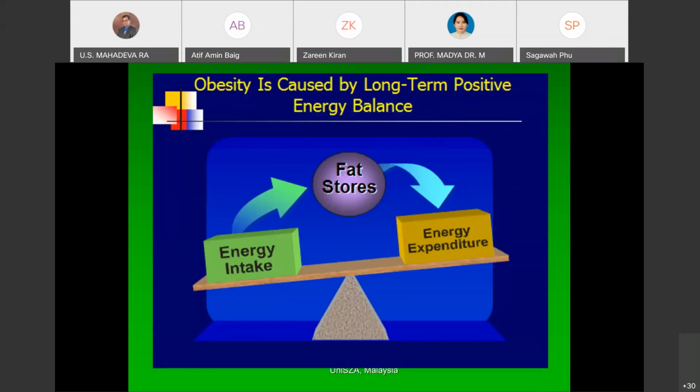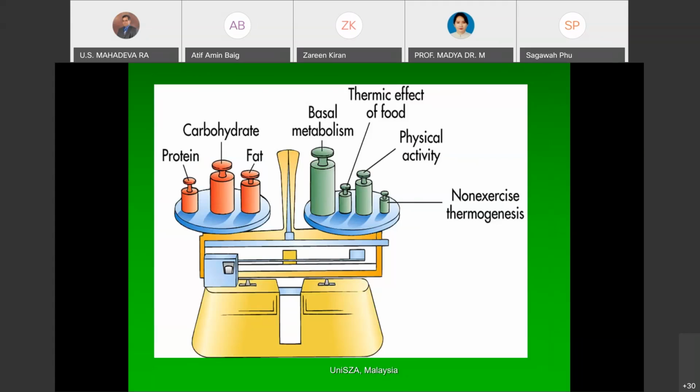So what is obesity? In general, there is intake and expenditure. Here the intake is more and the expenditure is less, so the excess is stored. What type of intake have we mentioned here? The intake is carbohydrate, protein, and fat, and the expenditure is BMR, the thermic effect, physical activity, etc.